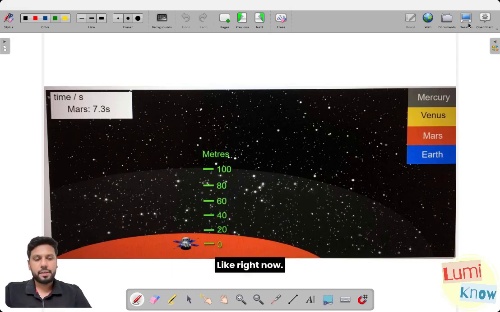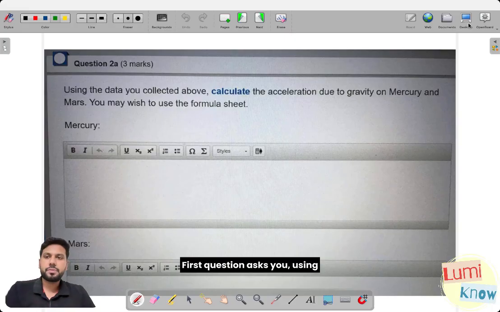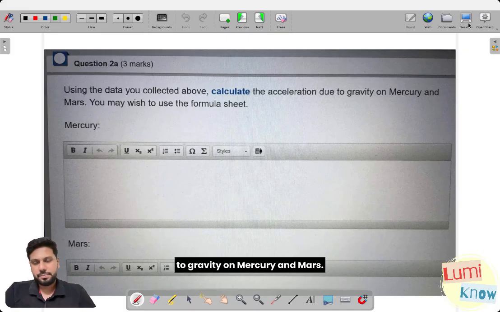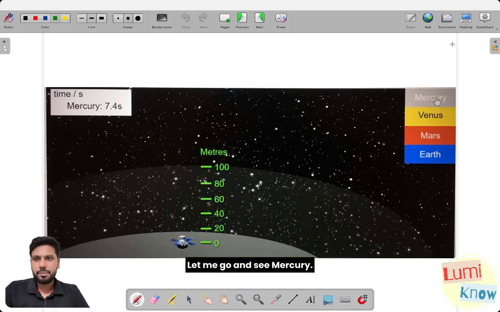Right. Now, the first question asks you: using the data you collected above, calculate the acceleration due to gravity on Mercury and Mars. You may wish to use the formula sheet. Now, of course, the formula sheet is given to you. You have to remember that. So first, let us do it for Mercury. Let me go and see Mercury.